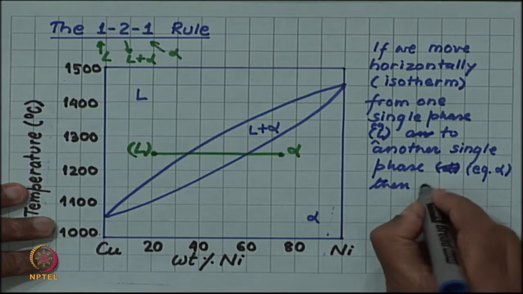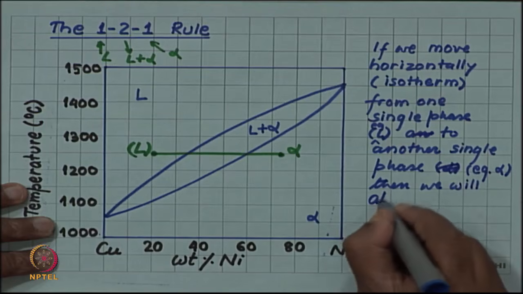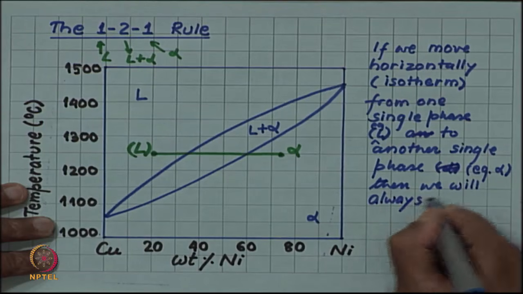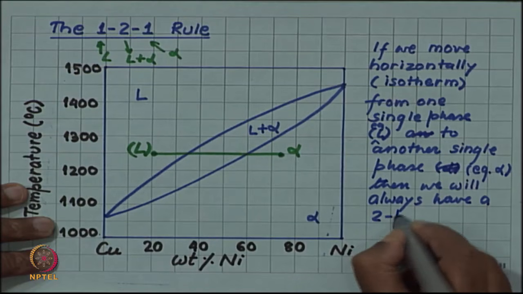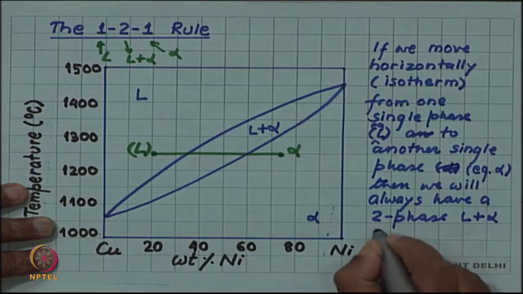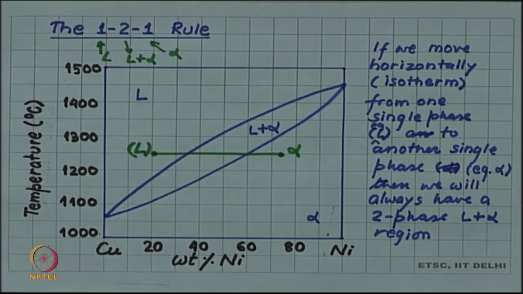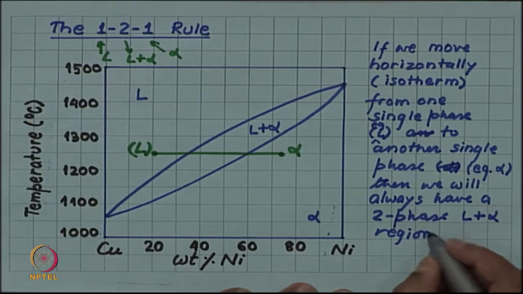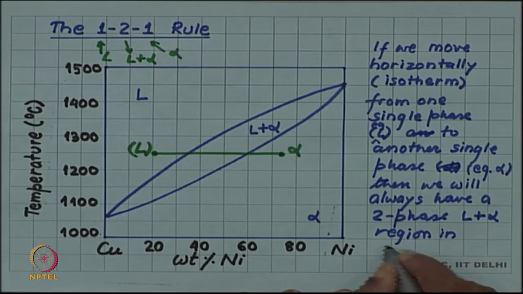Then we will always have a two phase liquid plus alpha region, whatever the single phases were. So, if one phase was alpha, another phase was beta, then the two phase alpha plus beta will be present. So, we will always have a two phase region in between.